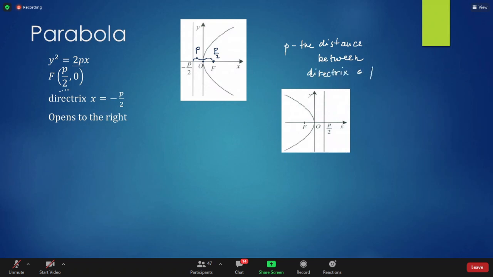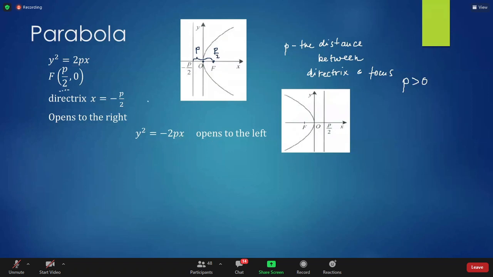And that means p must be positive. That means we assume that p is positive because it's a distance. That means that for this, we have the equation y squared equals minus 2px, because this equation will make sense only for negative values of x.